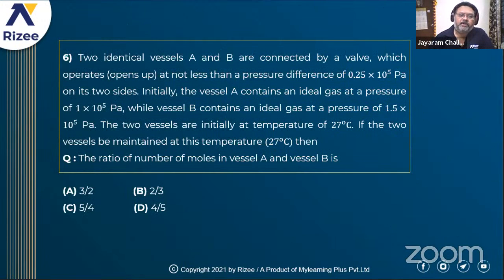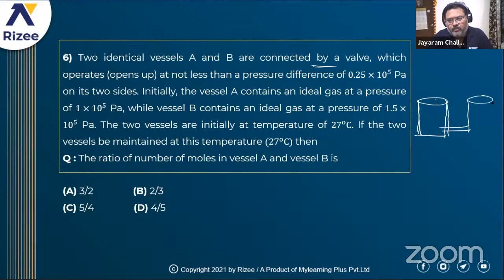So coming to the next part of this one, two identical vessels A and B are connected by a wall. Two identical vessels in the sense both should look the same. That means their volumes should also be the same. Since they are connected by a pipe, their volumes are the same. So that means I can write V1 is equal to V2 is equal to V. This is our primary thing.